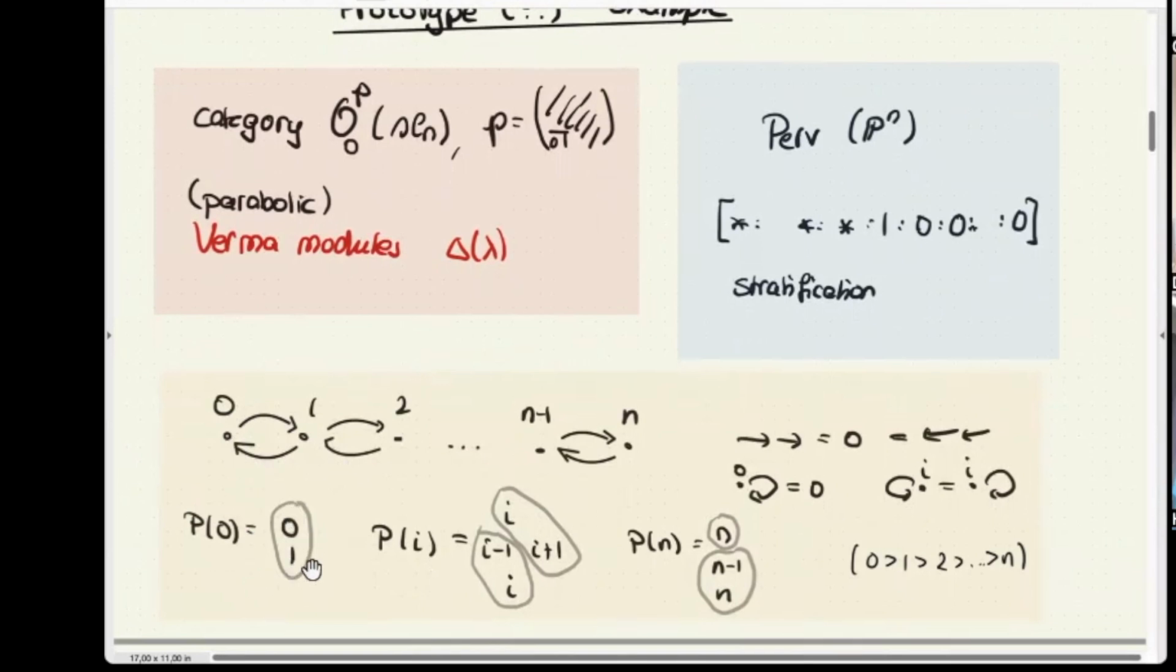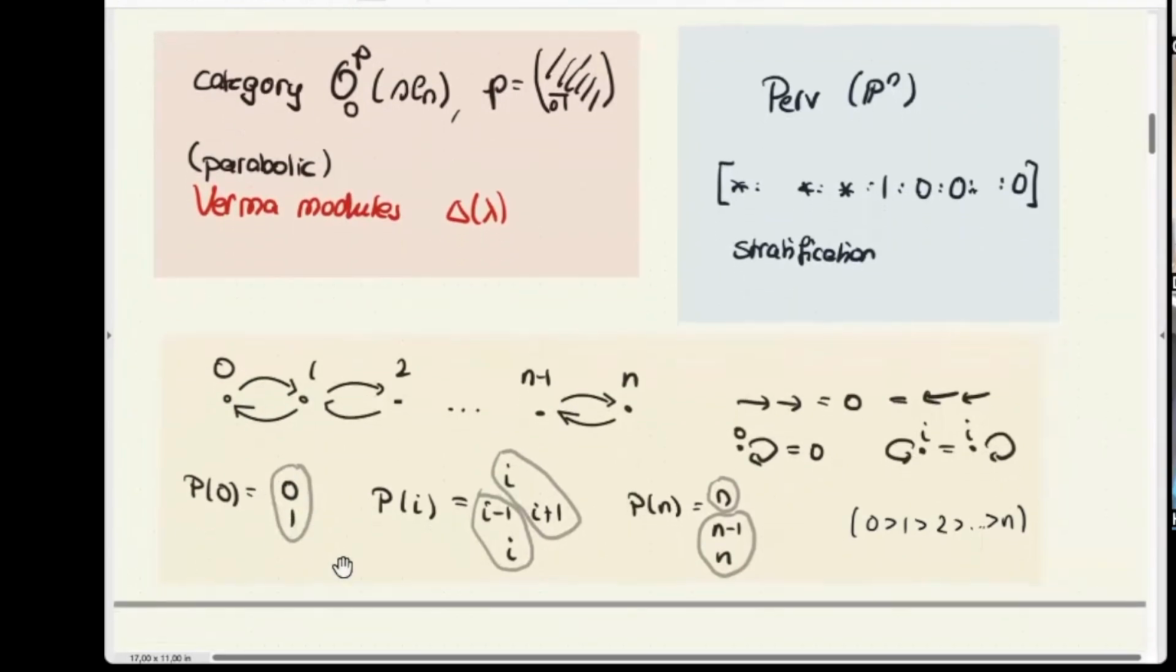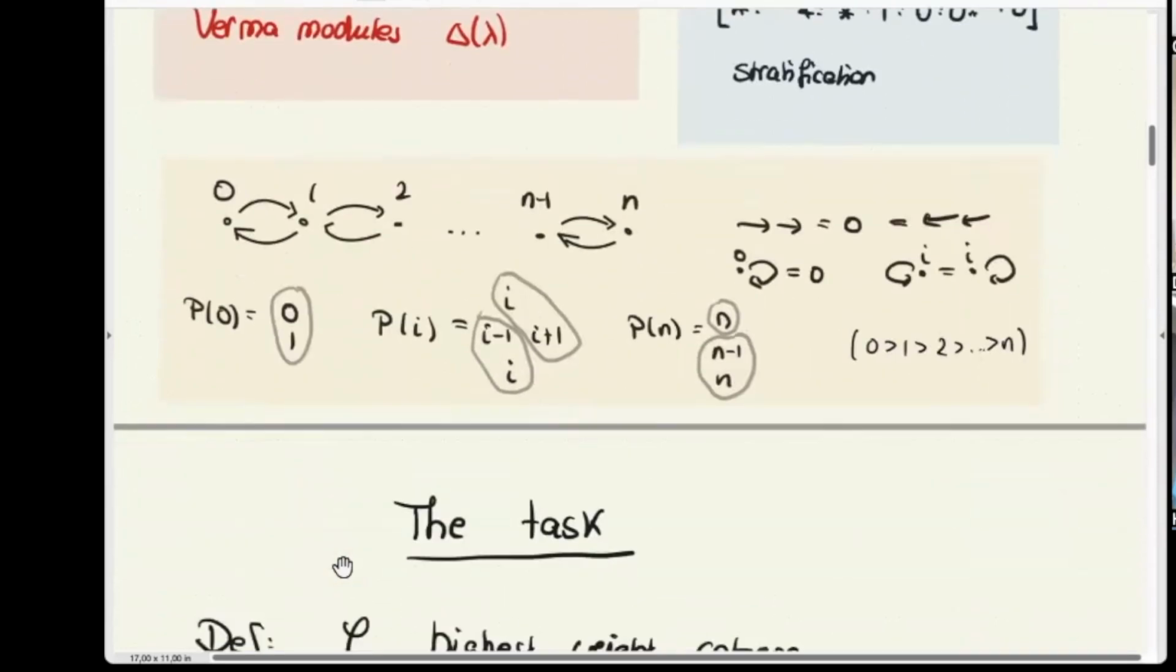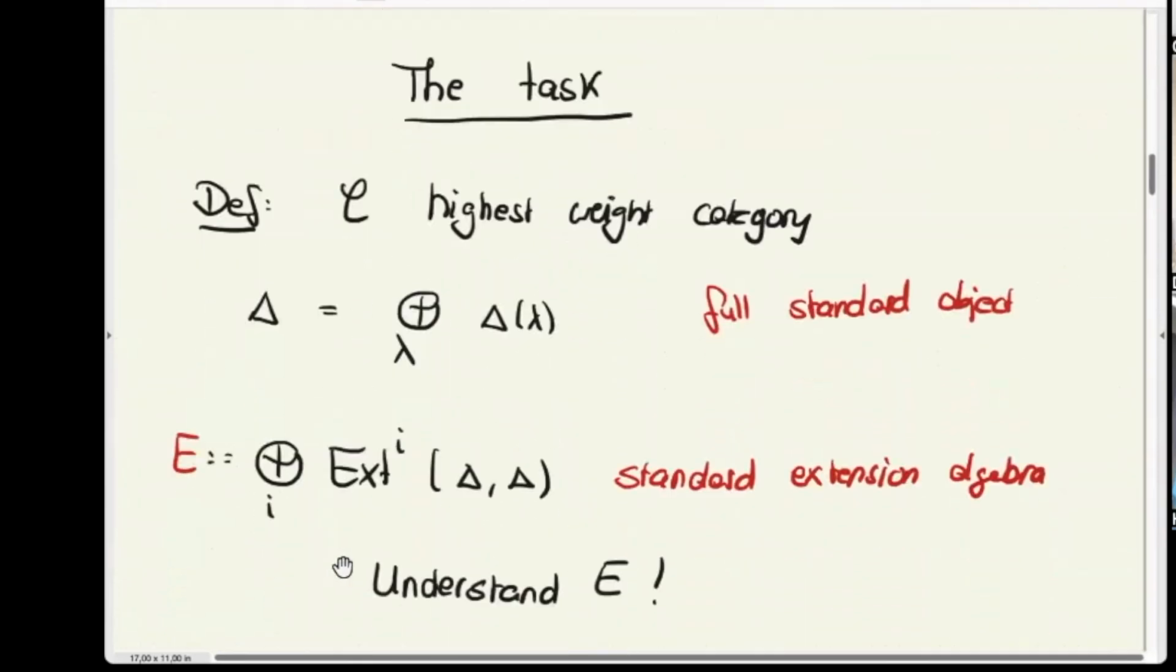And we can draw explicitly the projectives, which I did here in terms of simples. And you see in gray the Verma or standard modules. So they have a filtration by them. Okay, so the task is, given such a highest weight category, take this direct sum of the standard or Verma modules and describe the algebra of extensions.